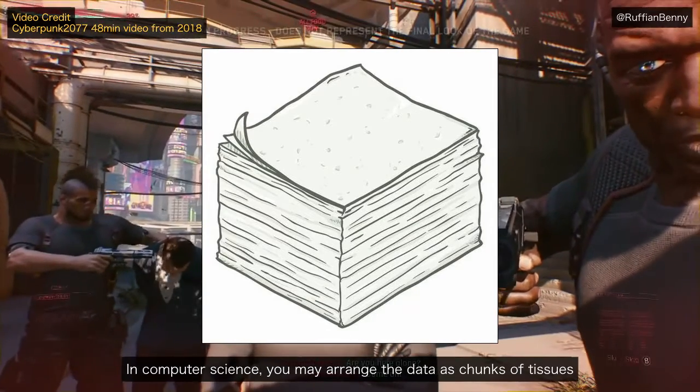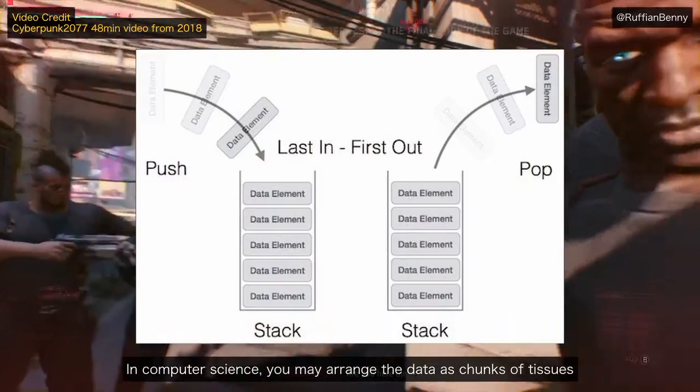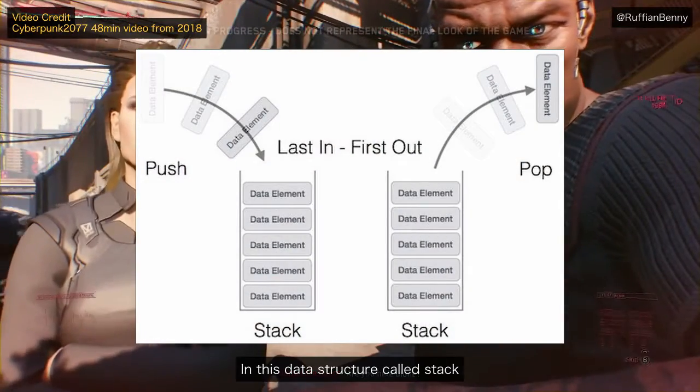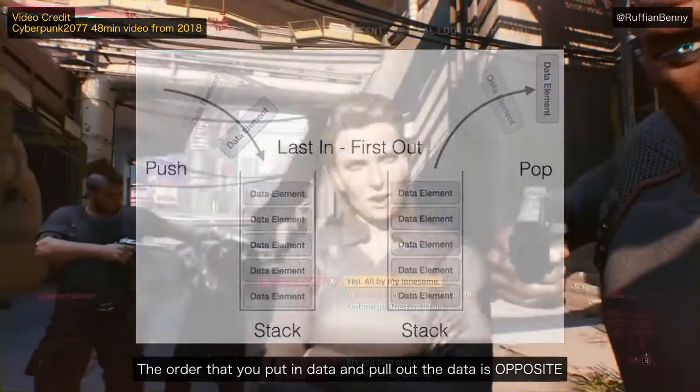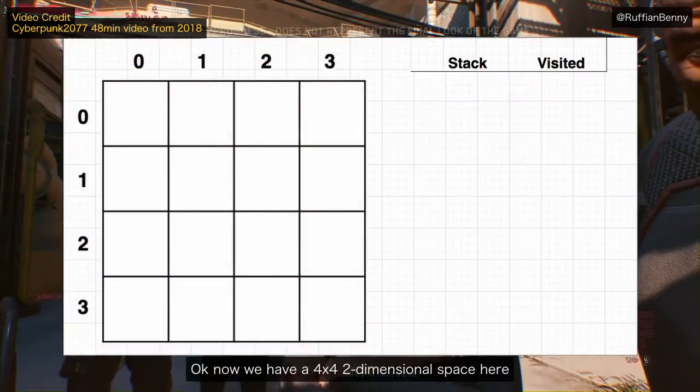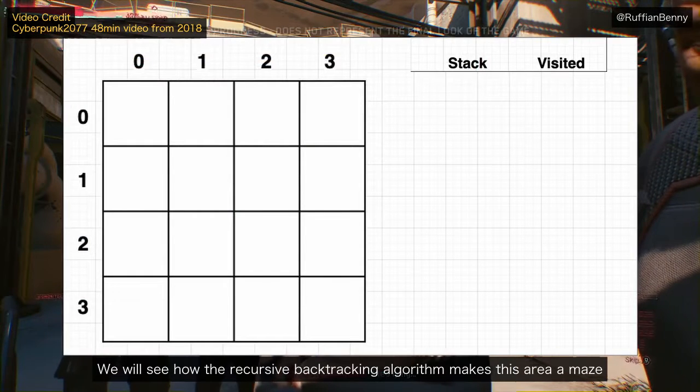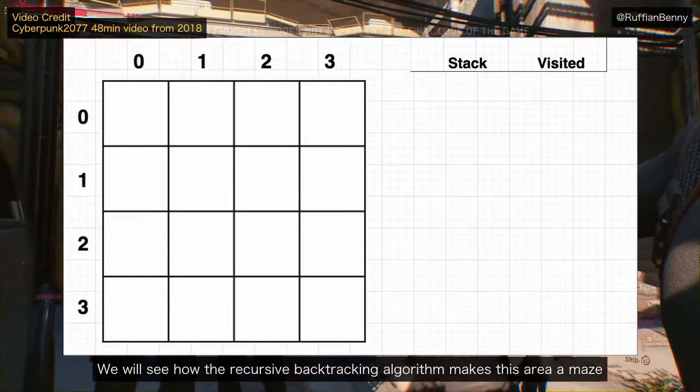So in computer science, you may arrange the data as chunks of tissues. In this data structure called stack, the order that you put in data and pull out the data is opposite. Okay, now we have a 4x4 two-dimensional space here. We can see how the recursive backtracking algorithm makes this area a maze.